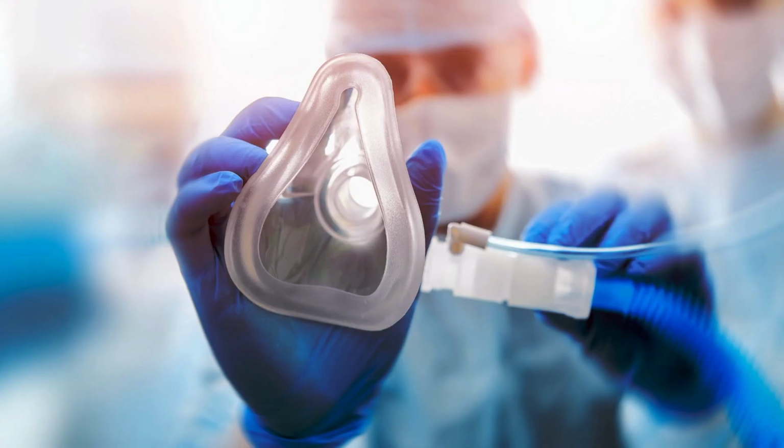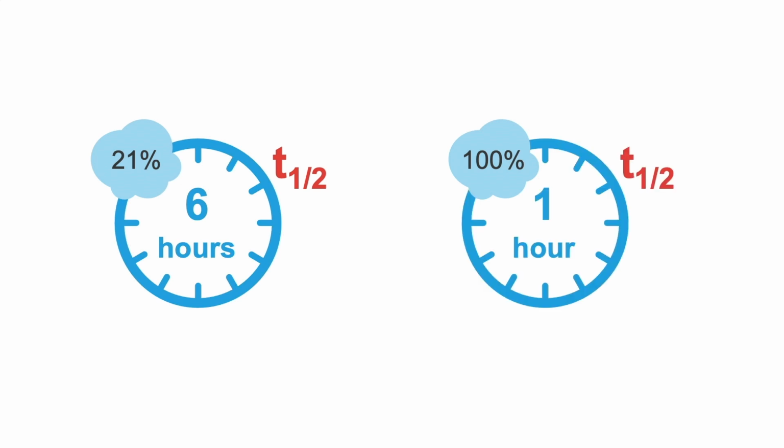Here's why giving oxygen, despite a normal oxygen saturation level, is so important. If the patient continues to breathe room air, which contains 21% oxygen, it would take about 6 hours for the amount of carbon monoxide in their blood to decrease by half. This is known as the half-life. By giving 100% oxygen, it speeds this process up and decreases the half-life to about 1 hour.